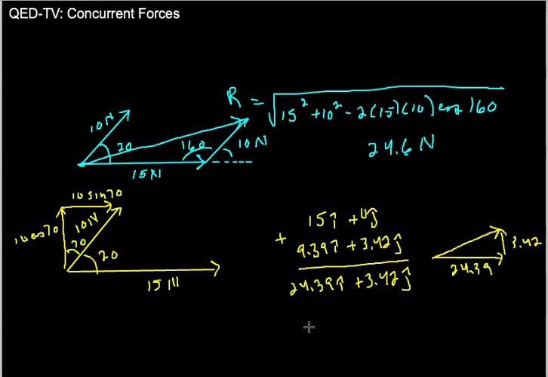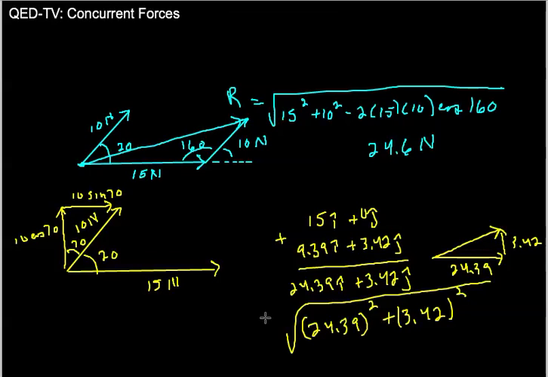to get this one. So it'd be 24.39 squared plus 3.42 squared, and I take the square root of that whole thing, and I'll get my resultant, which if you do it that way, you still are going to get the exact same answer, 24.6 newtons. So it's just both ways there. You can do i hat, j hat.